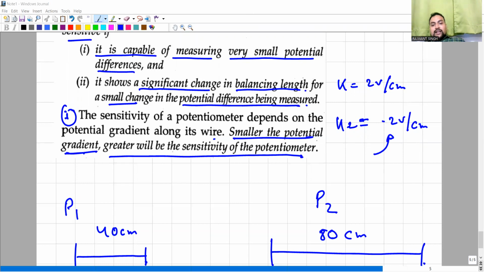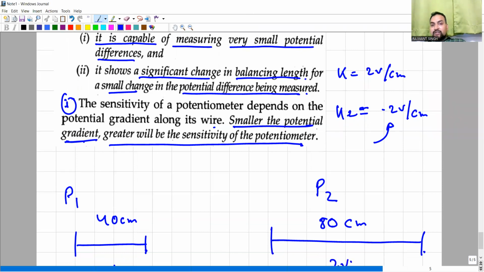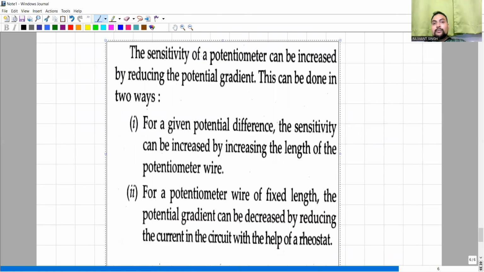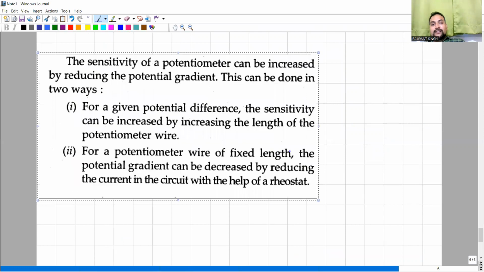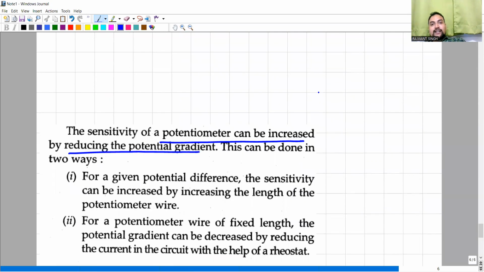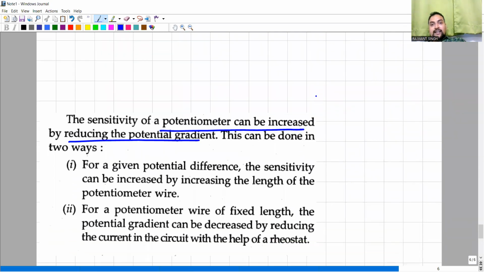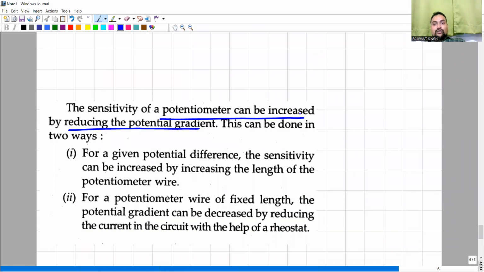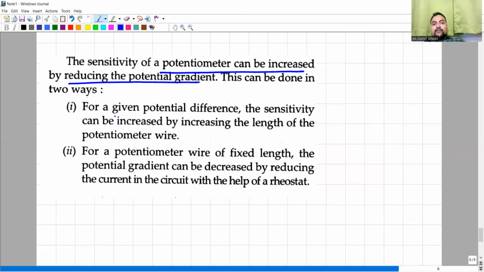Now, let's say you have a potentiometer but it is not that sensitive, and you want to make it more sensitive. So how do you do it? You can increase the sensitivity of a potentiometer by reducing the potential gradient. Just now we understood that smaller the potential gradient, greater will be the sensitivity. So I can improve the sensitivity by decreasing the potential gradient, and this can be done in two different ways. For a given potential difference, the sensitivity can be increased by increasing the length of the potentiometer wire.